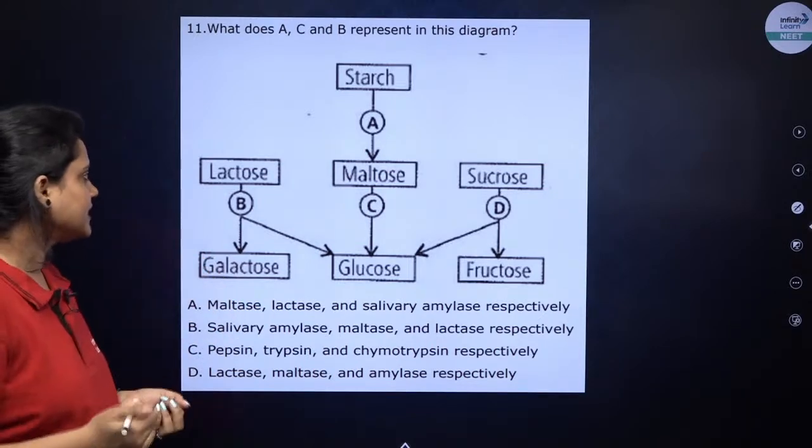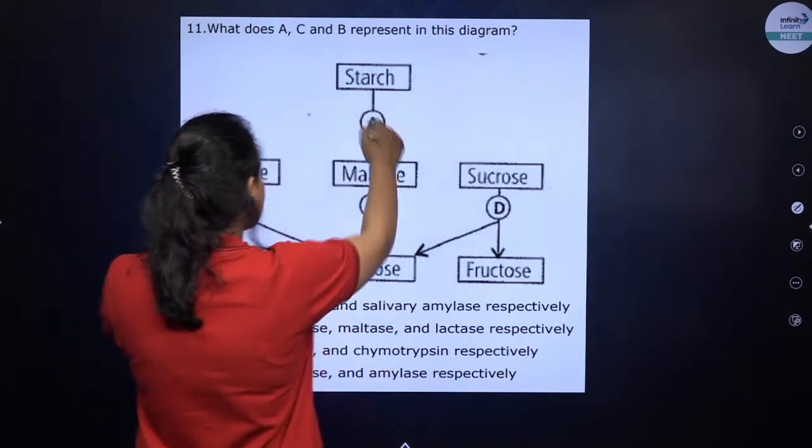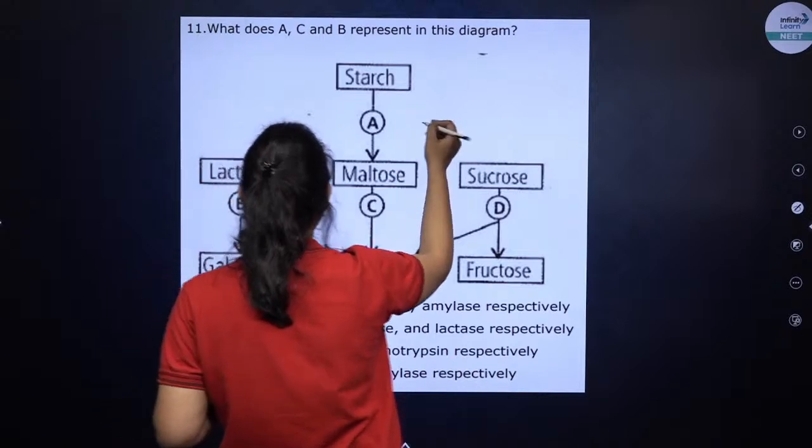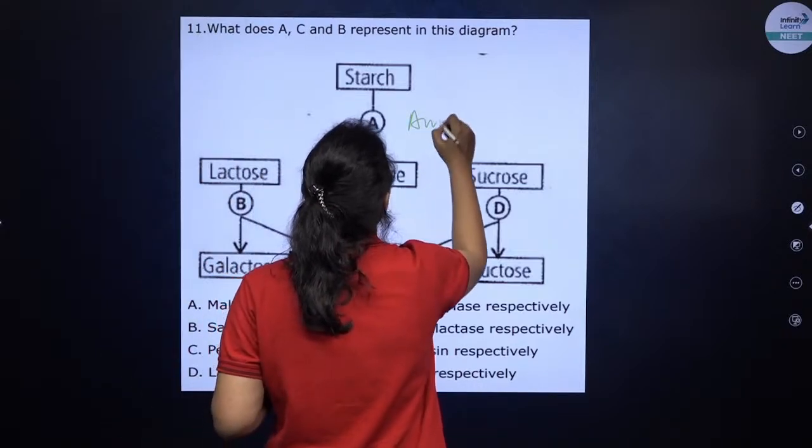D. Shiv Kanya is saying D. Let's see, starch will be acted upon by amylase.